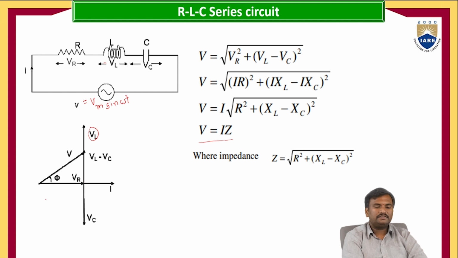And here the phasor diagram is: this is the VR phasor, and the VL phasor will be 90 degrees leading and the VC phasor will be 90 degrees lagging. Here the resultant phasor we are taking as VL minus VC, so that will be on the inductive side. So the resultant voltage will be V, with a phase angle difference of phi.